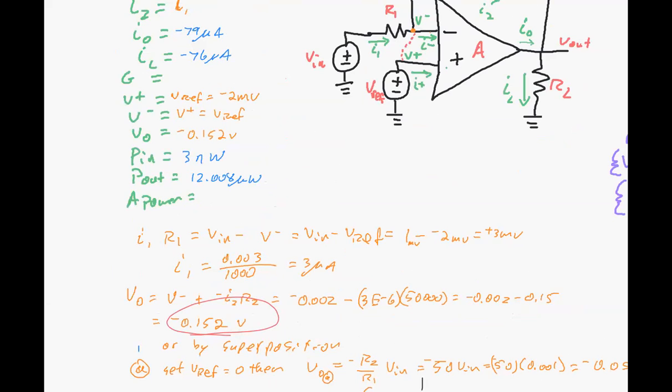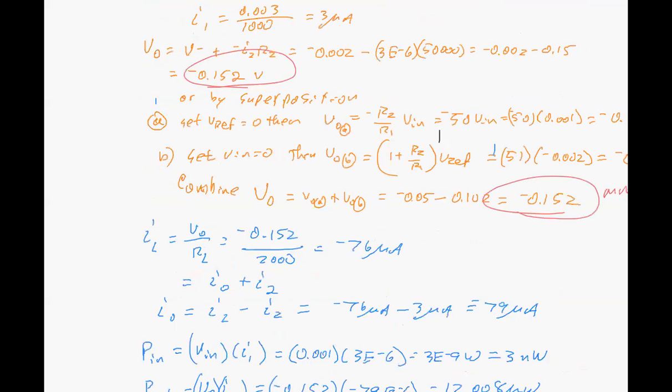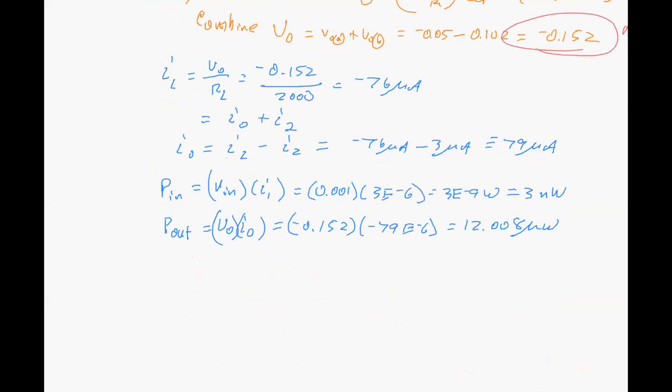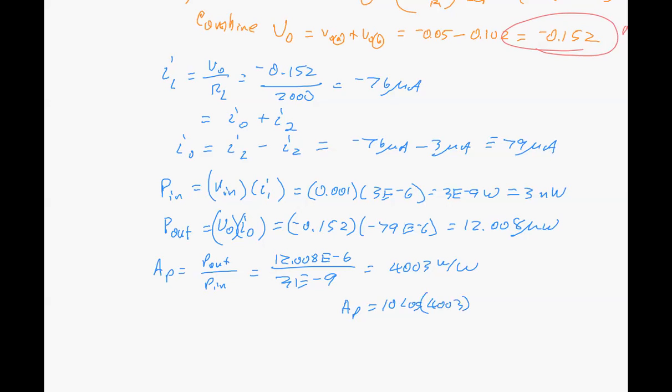So then we could find the power gain. The power gain would be P out over Pn. So we've got 12.008 e to the minus 6 over 3 e to the minus 9. And that gets us 4,003 watts per watt. In dB, that would be 10 log of 4,003, or 36 dB, which is a pretty good gain.